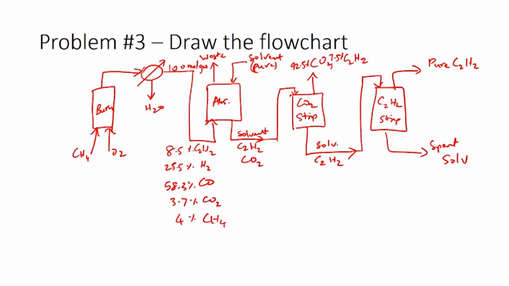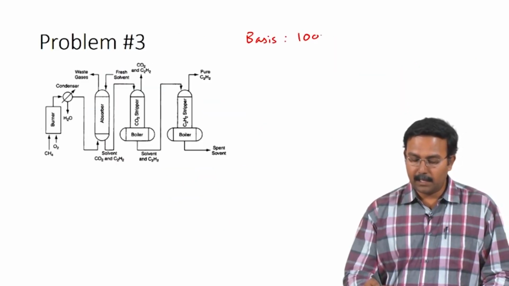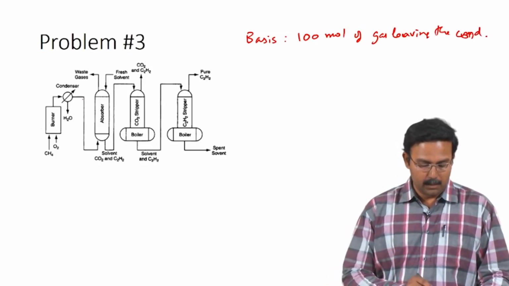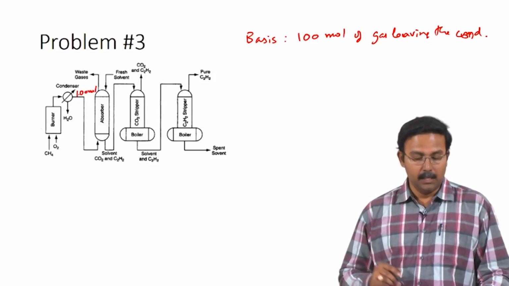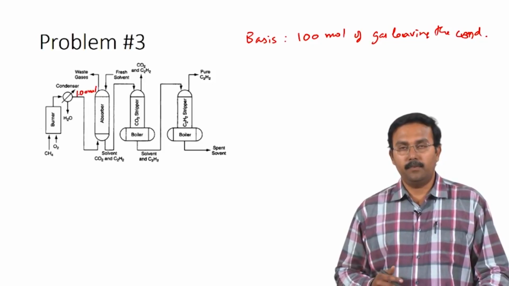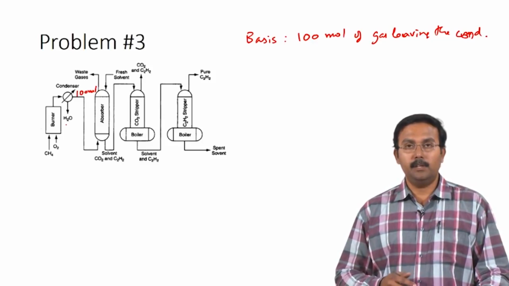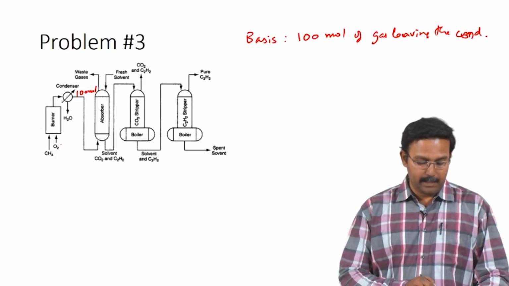So, we now have all the information that has been given to us in the problem captured in the form of this flow chart. Let us try to solve this problem. Based on the information given in the problem, we have chosen the basis as 100 moles of gas leaving the condenser. So, this is the basis, which means this stream leaving the condenser is 100 moles. Now, we need to identify how much water is being condensed. We also need to identify how much acetylene is recovered and also the ratio of methane to oxygen.